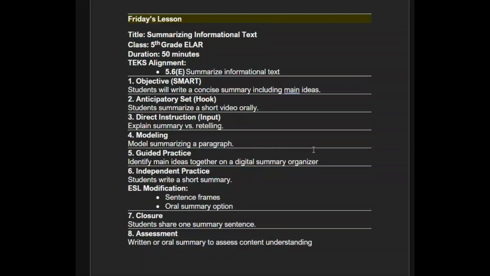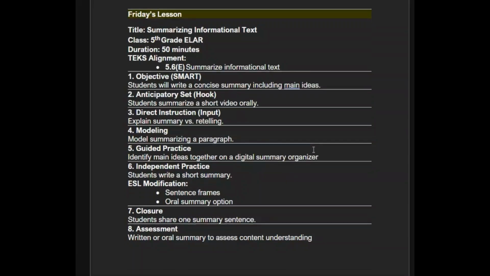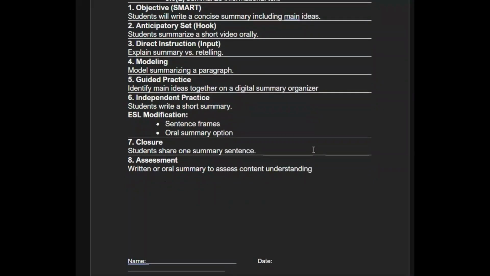Speaking of summation, we're going to go ahead and cover the difference between summarizing and retelling. The modeling, summarizing a paragraph. The guided practice would be to identify main ideas together on a digital summary organizer. For the independent practice, the students are going to write a short summary with the ESL modification here of using sentence frames or an option for them to do it orally. At the end, the students are going to share one summary sentence and then be assessed by writing or giving an oral summary to assess the content understanding.